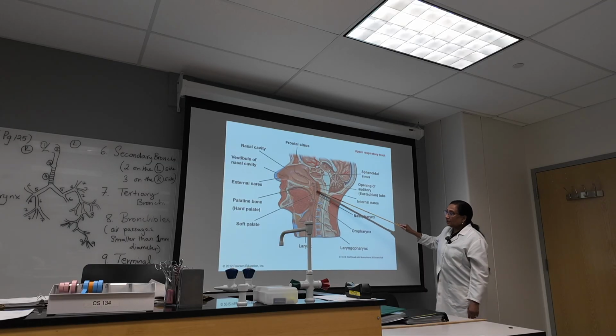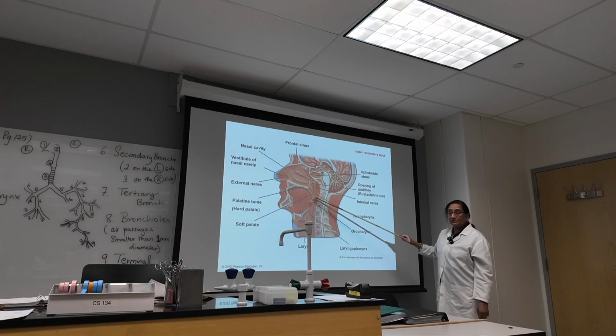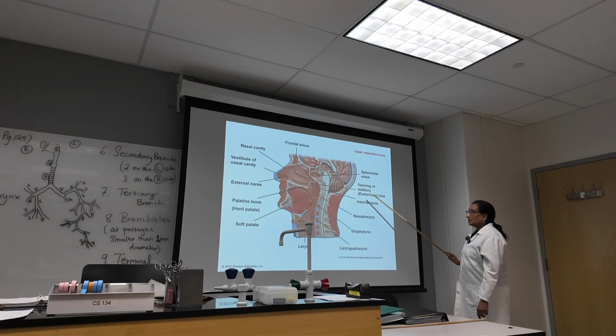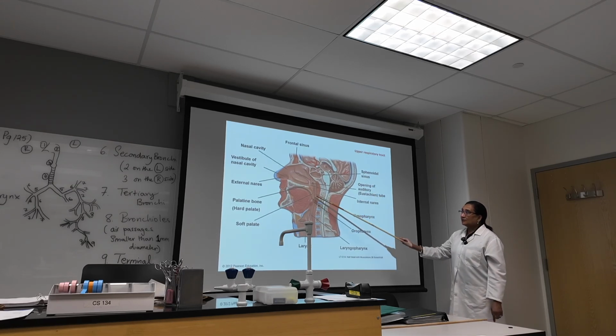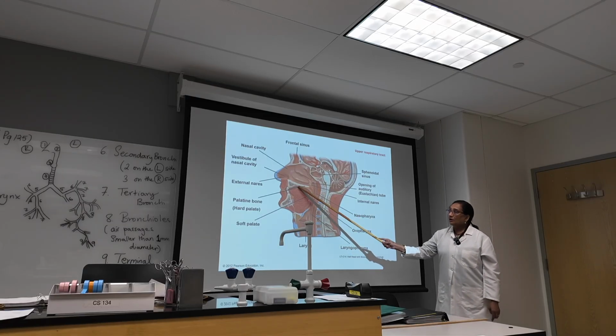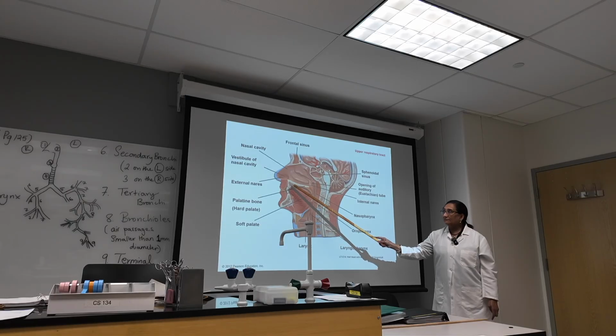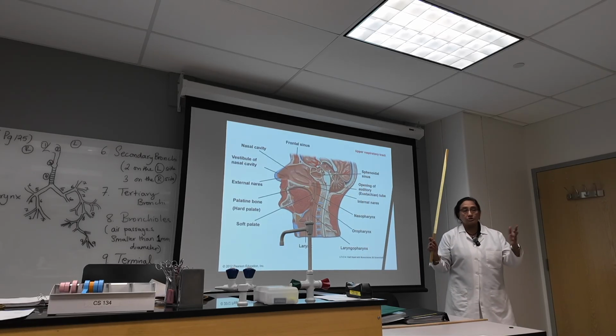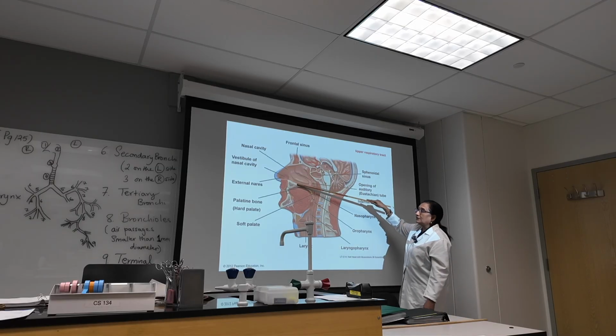Now, the back of the throat, this is your pharynx. Immediately behind the nose is the nasopharynx. Behind the mouth is the oropharynx. And close to your voice box is the laryngopharynx. What is this bone that separates the nasal cavity and the oral cavity? Hard palate. This is the palatine bone. You call it the hard palate.